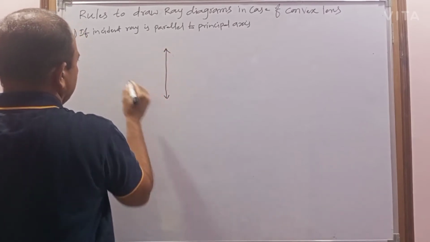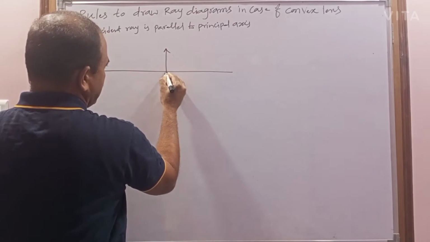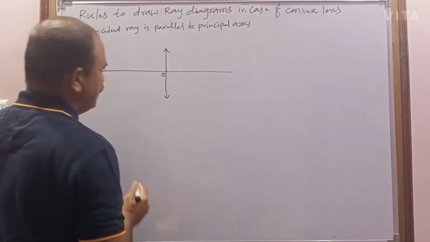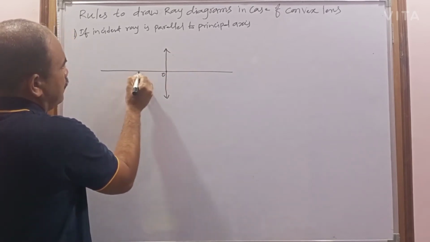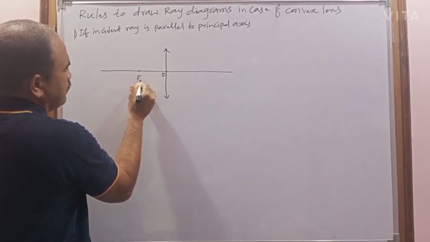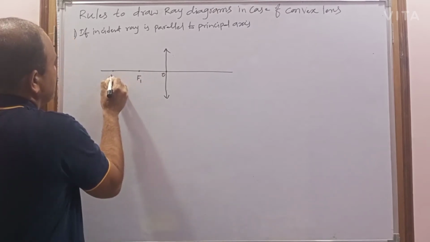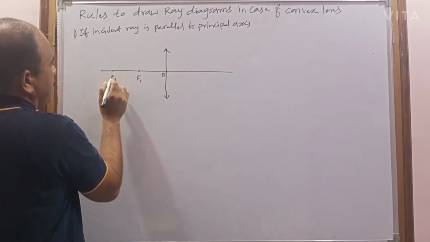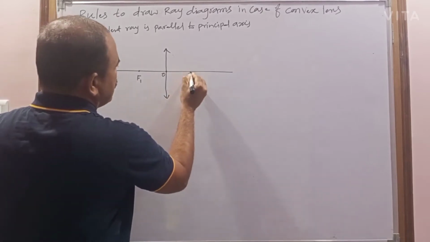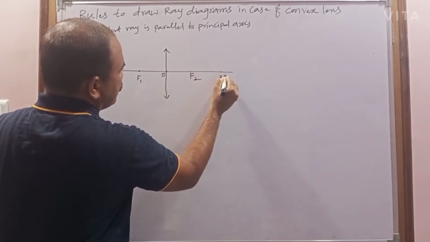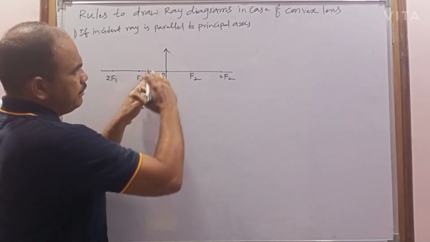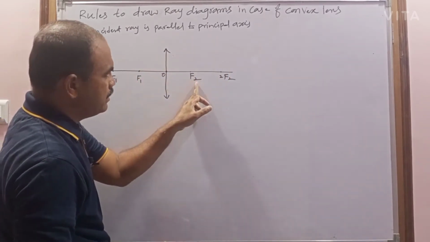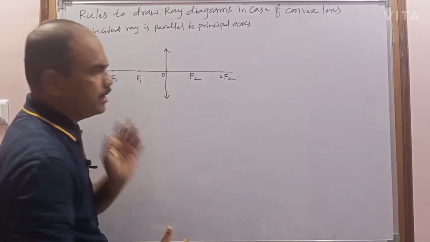Imagine this is the principal axis of this convex lens and this is the optic center. Now imagine on the right hand side I am taking the first surface. Here this is the first focal point, and consider this is C1. C1 can also be taken as 2F1. This is 2F1, this is F2 and this is 2F2. For this F1 the curved surface is on the right side, and for this F2 the curved surface is on the left side, remember.